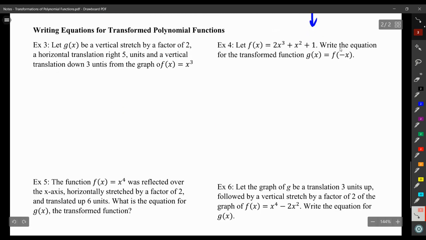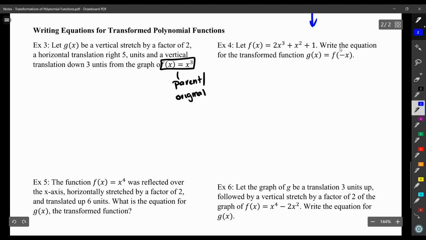Now let's look at transformations with equations. Let g of x be a vertical stretch by a factor of 2, a horizontal translation right 3 units, and a vertical translation down 3 units from the graph of f of x equals x to the third. So this is the original function we are starting with, and this is also the parent in this case.